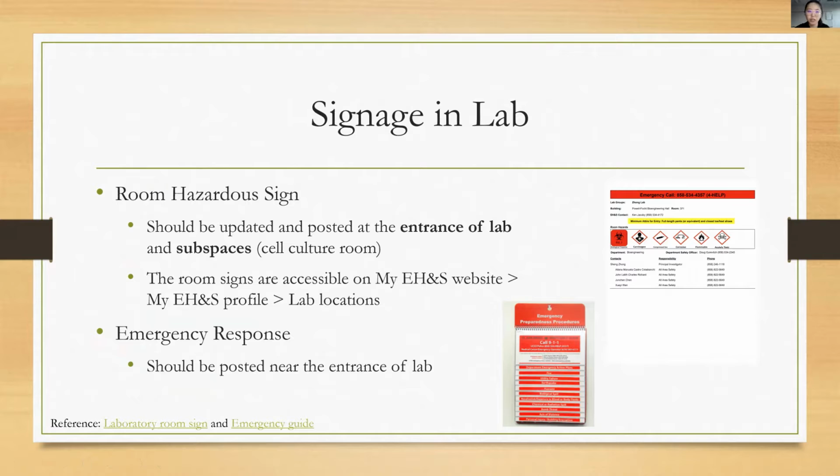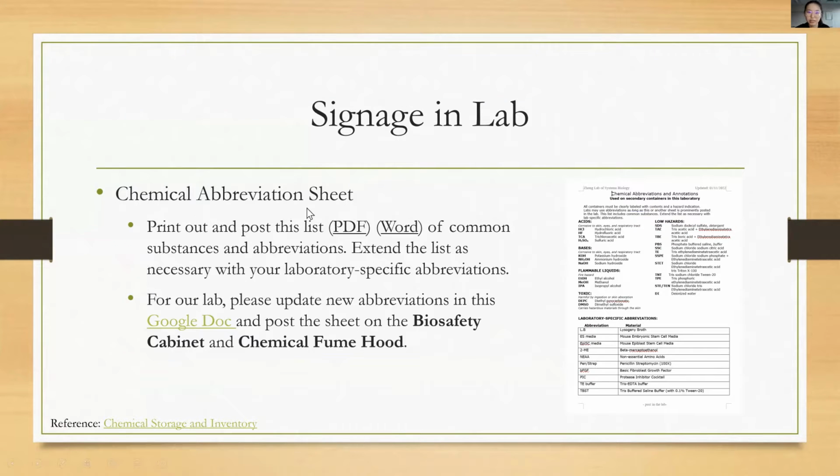So first one, we need to be responsible for the room hazardous sign. It needs to be updated and posted at the entrance of the lab. Also, the emergency response guide needs to be posted near the entrance. The chemical abbreviation sheet, I know not a lot of people are familiar with that, but I have created a Google Doc of the chemical abbreviation sheet, and we need to update them frequently and also post them on, for example, the biosafety cabinet or the fume hood, or whenever you feel it may be necessary.